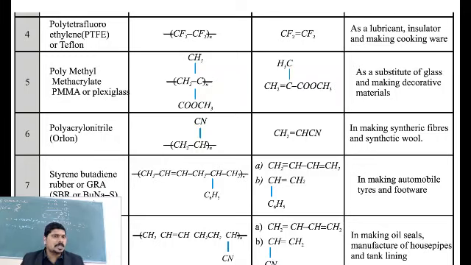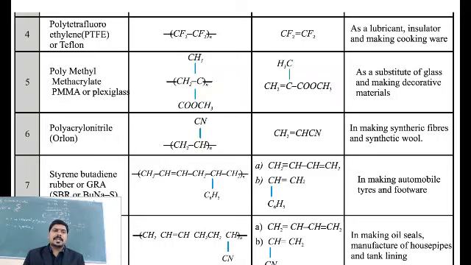Polytetrafluoroethylene, which is also called PTFE, or Teflon. This particular Teflon or PTFE has the monomeric unit tetrafluoroethene, which is CF2=CF2. That is also an addition polymer, which is used as a lubricant and insulator and for making cookware. I think everyone knows about the Teflon coated plates. Those are the non-stick pans where we have a Teflon coating.